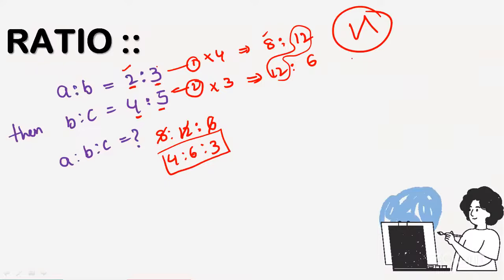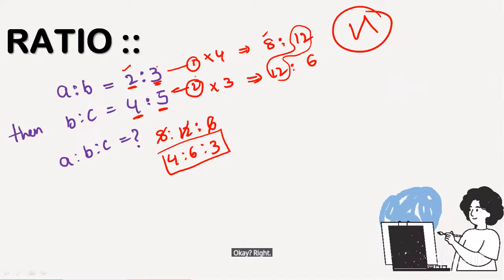Listen, guys. A is 2 parts, very clear, and B is 3 parts, and again B is 4 parts, C is 5 parts. A and C are very clear here, but B has 3 parts here and 4 parts there. So if we make B equal, we can pull out one common value. That's why first equalize the B.